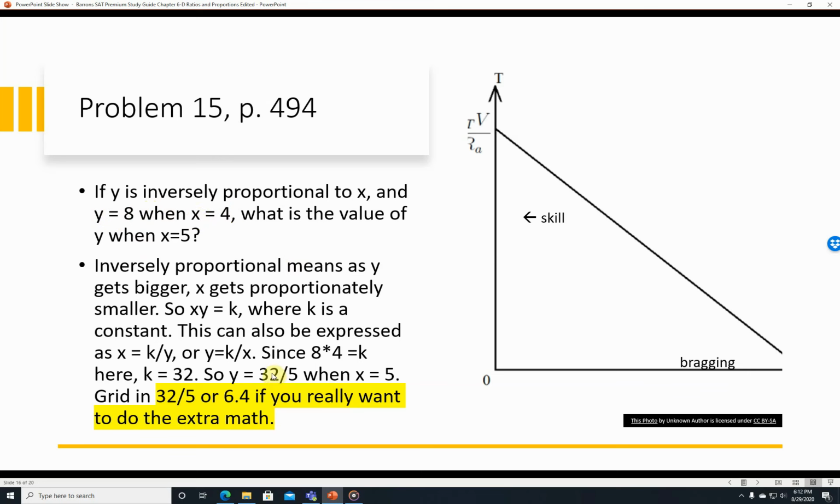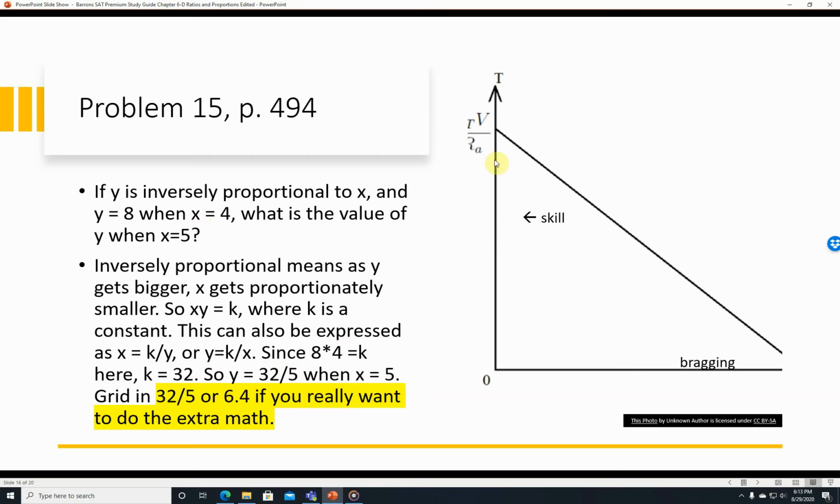So y is equal to 32 over 5, because k is 32, over x, which is 5, when x equals 5. So you're going to grid in 32 over 5, or 6.4 if you really want to do the extra math. Since you can put in 32 over 5, I wouldn't bother doing this, but hey, you can.